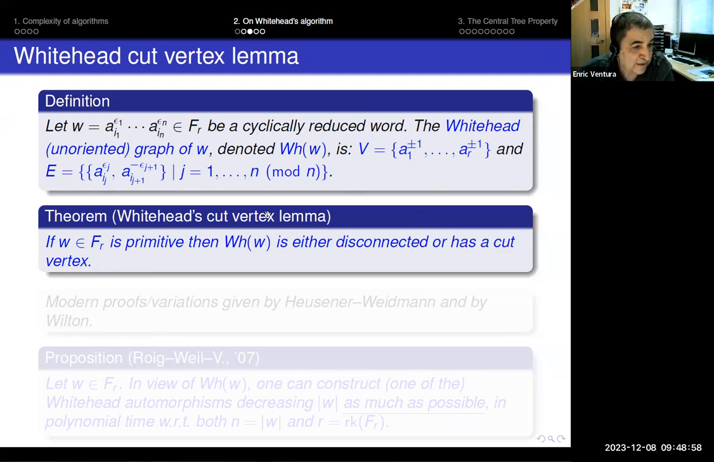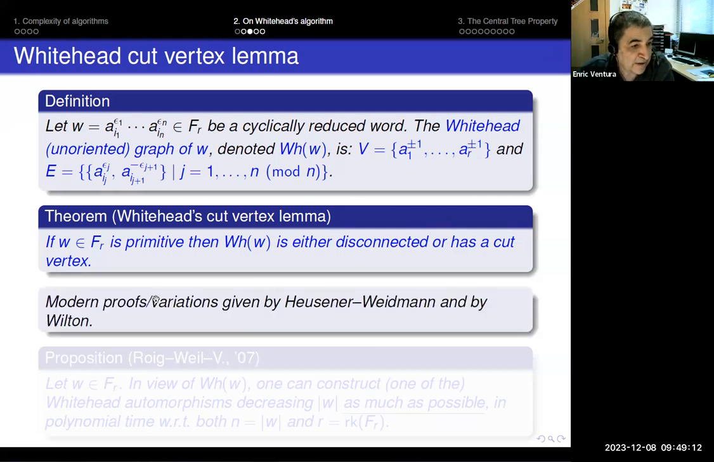And then the result is that if the word is primitive, then the Whitehead graph is either disconnected or has a cut vertex, a vertex whose deletion increases the number of connected components. Well, there are several variations and several modern proofs. The original proof was topological, but there are modern proofs by Weidmann and Heusener, and another one by Henry Wilton.